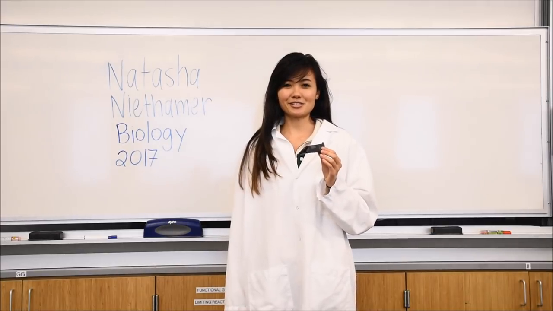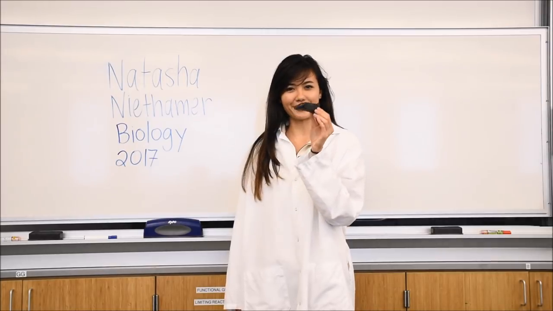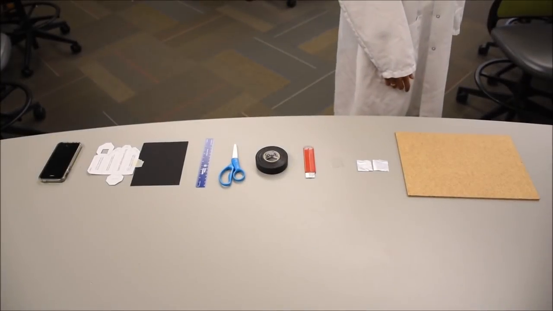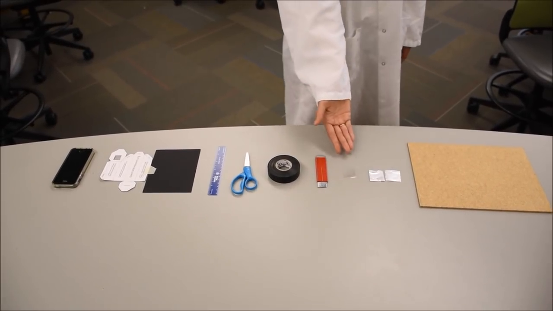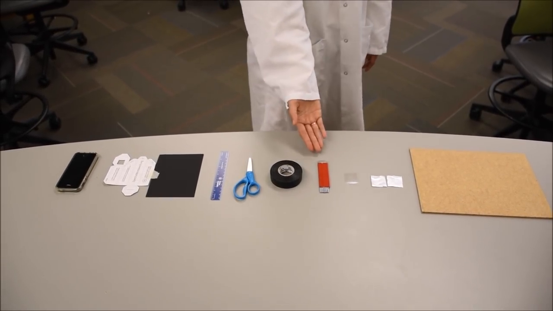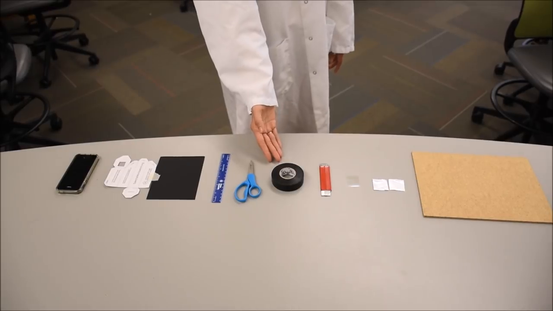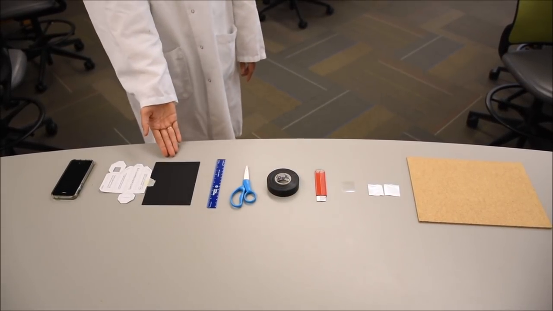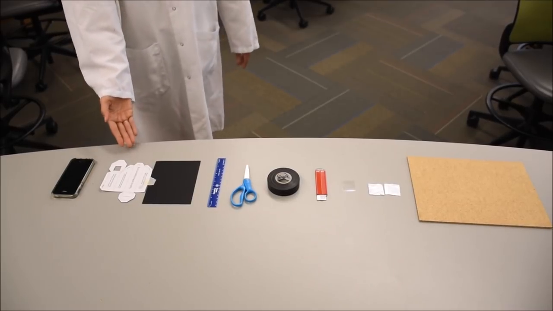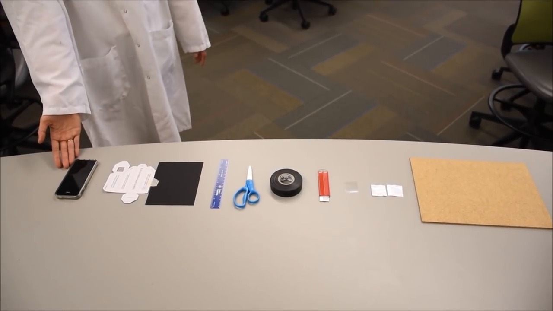Today, I am going to be showing you how to assemble and use a cell phone spectrophotometer. Things you will need: cutting board, aluminum foils, diffraction grating, razor, electrical tape, scissors, ruler, black paper, template, and last but not least, iPhone.